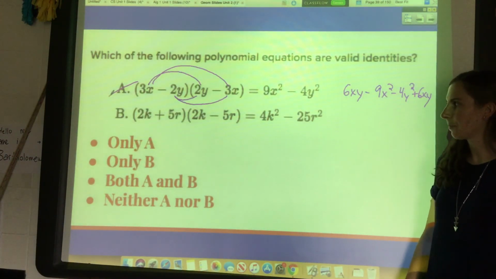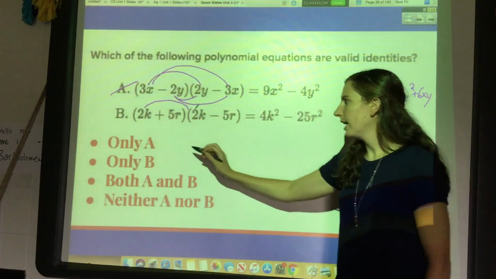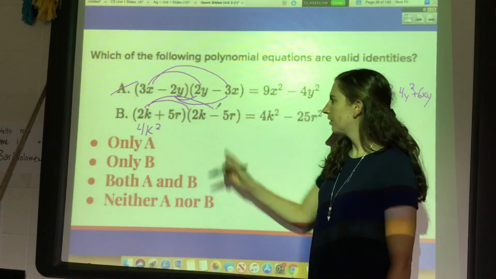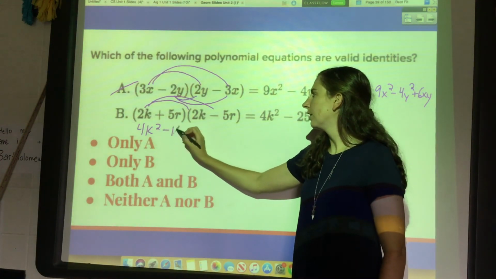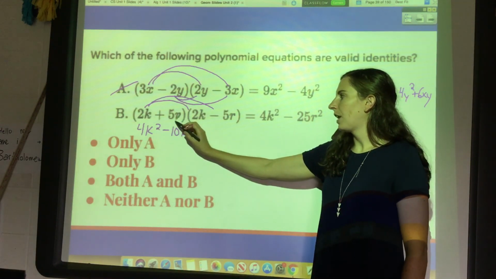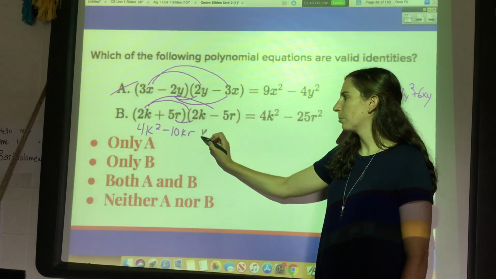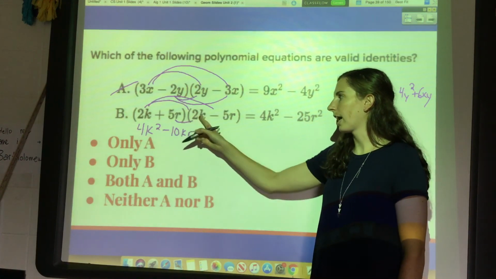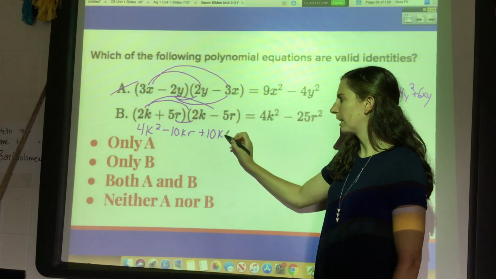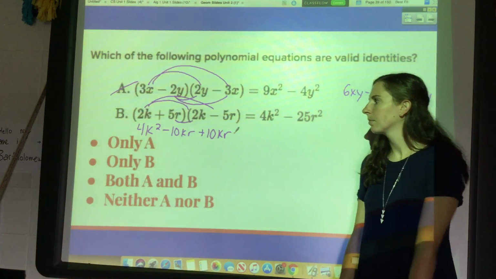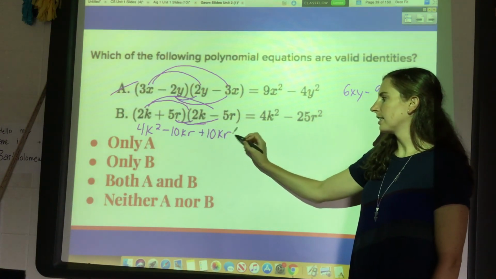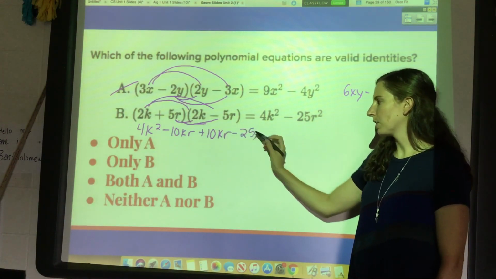Let's try B. 2k times 2k is 4k squared. 2k times negative 5r is negative 10kr. 5r times 2k is positive 10rk. I'm going to put kr just to make them match up. It doesn't matter the order you multiply them in. And 5r times negative 5r is negative 25. R times r is r squared.